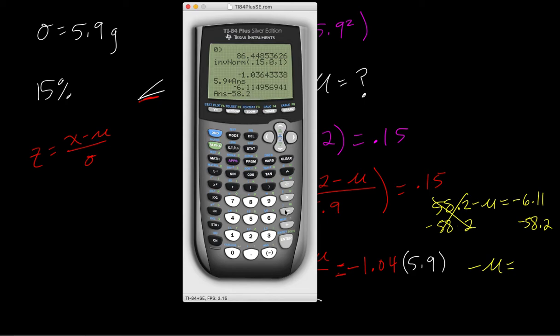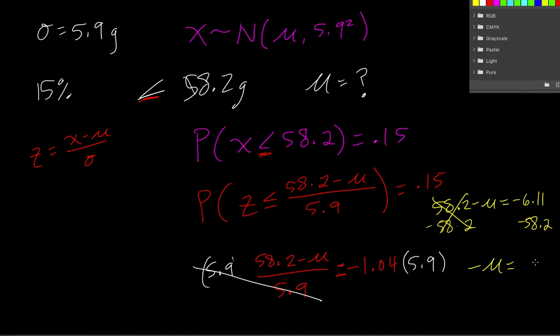So I'm subtracting 58.2 from my previous answer. I get negative 64.3. And since they're both negative, my mu is positive 64.3. Okay?